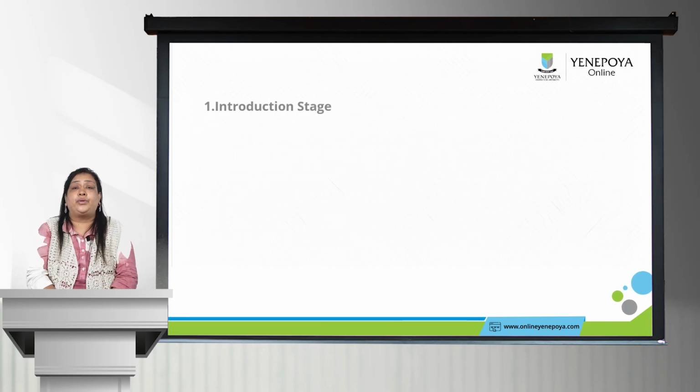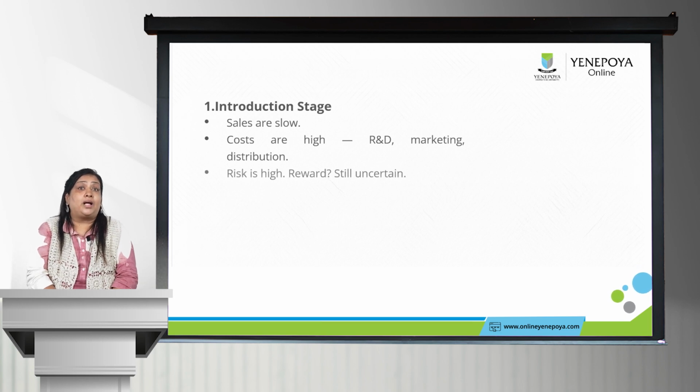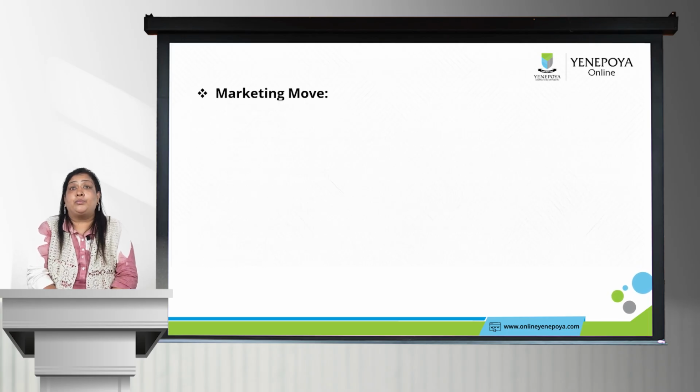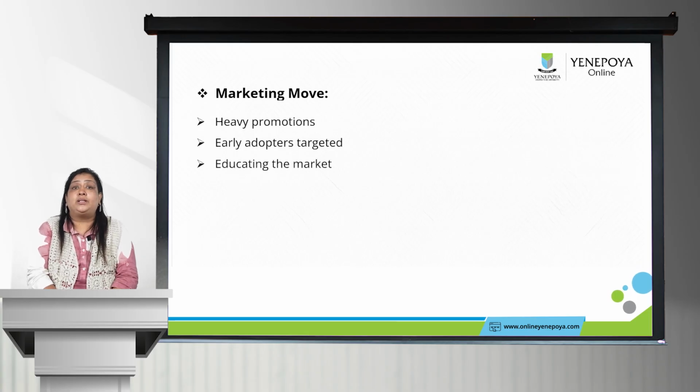The first stage is the introduction stage. We have just launched. Nobody knows us yet. Sales are slow. Costs are high. R&D, marketing, and distribution are works in progress. Risk is high. Reward still uncertain. Example: when ChatGPT first launched, people were curious about it, but businesses were not fully ready to adopt it. It was in its introductory phase, full of potential but still being tested. The marketing move is heavy promotions, targeting early adopters, and educating the market.